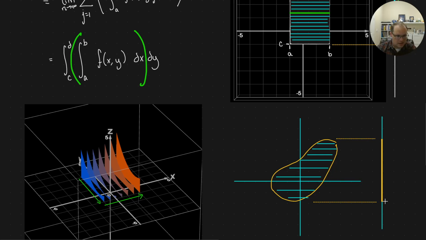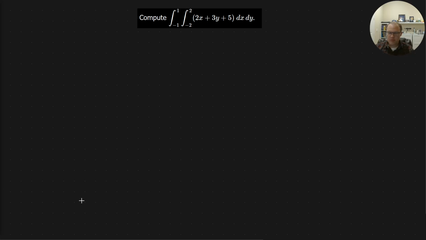Integrate over the slices. Each slice gives us one value, one point on this line, and then integrate in the other direction over the line. Okay, so understanding this going forward is going to be really important. Let's take a look at an example.